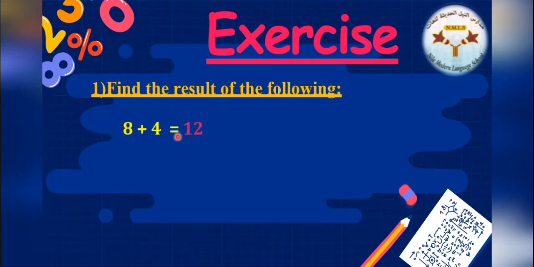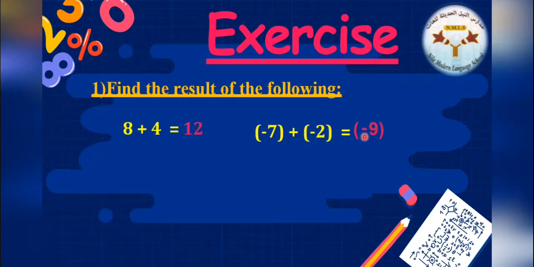What about negative 7 plus negative 2? Same sign, find the sum. Both of them are negative, so I will add them and find their sum. 7 plus 2 equals 9. And what about the sign? Keep the same sign. Negative in both numbers, so the answer must be negative.